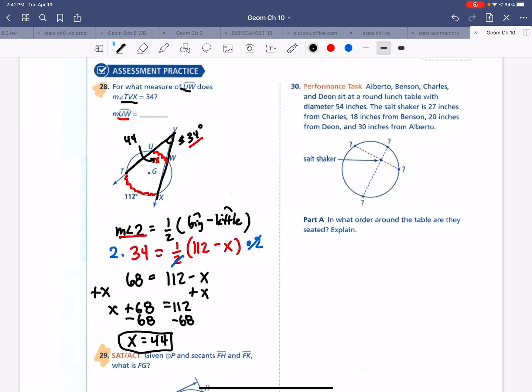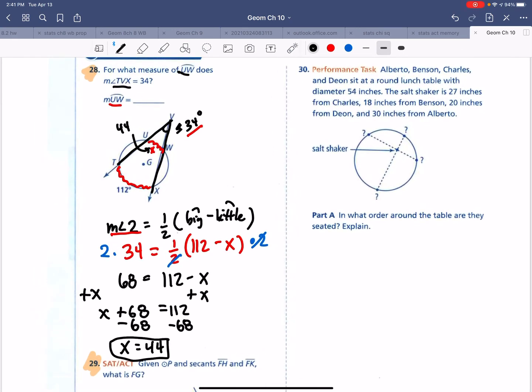And we can double check our answer. Is the big arc 112 minus the little arc 44. When I subtract those and cut it in half, do I get 34? So 112 minus 44 is 68. And then when I divide that by 2, I get 34. Yep, so we've checked it. That's right. So our arc UW is 44 degrees.